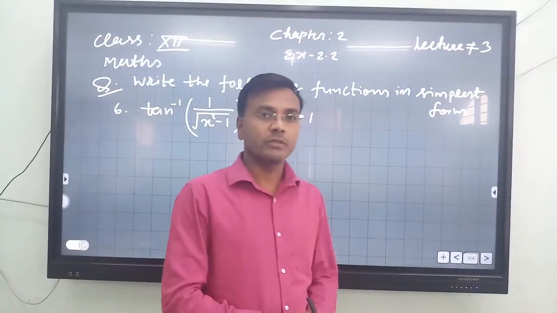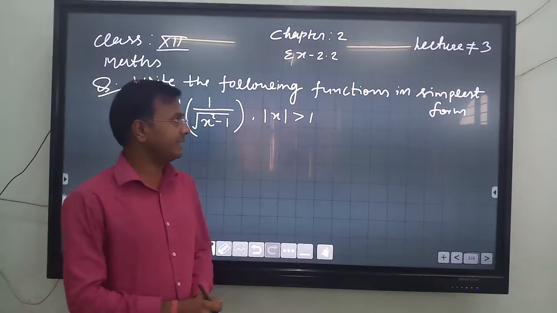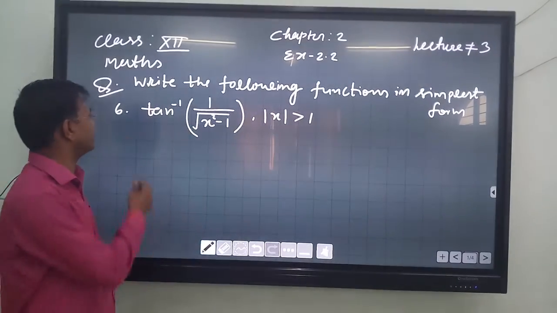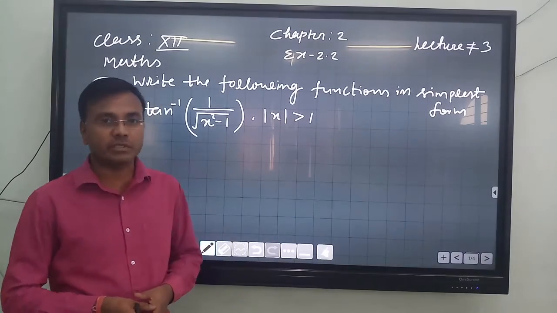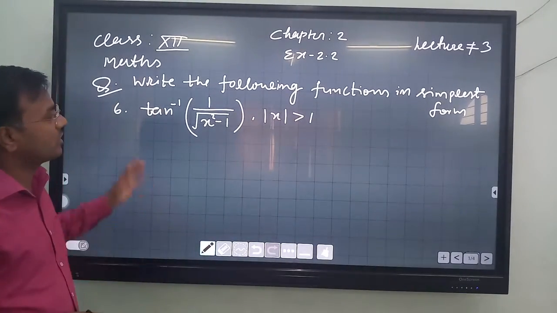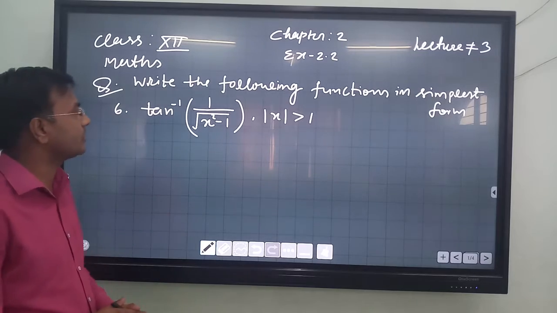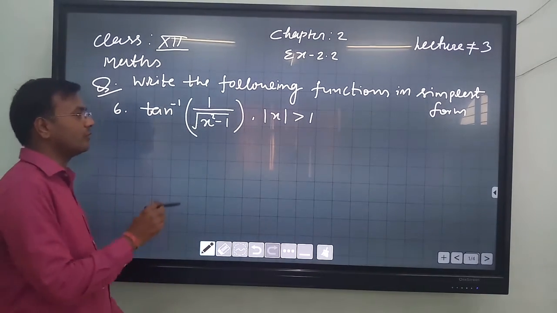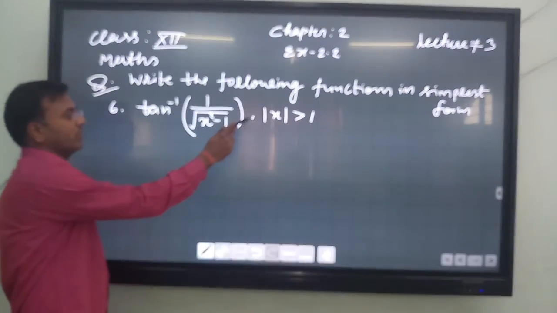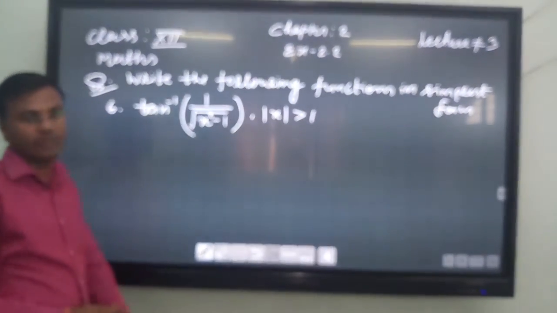Good morning, students. So today we are going to solve the next question, that is question number 6. Write the following functions in simplest form. We have already discussed the simplest form in question number 5. So here is the next question of exercise 2.2. Tan inverse 1 upon under root of x square minus 1, where mod of x is greater than 1.